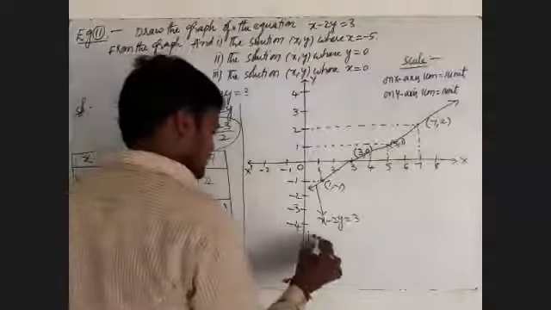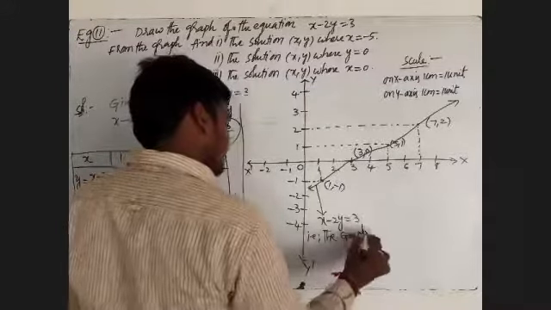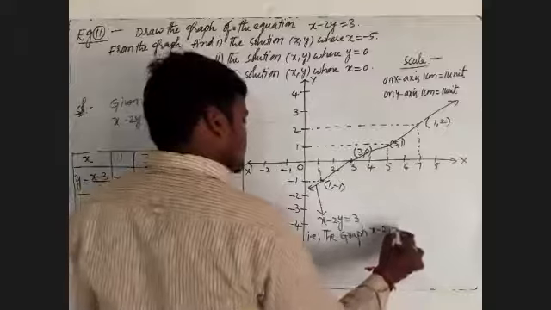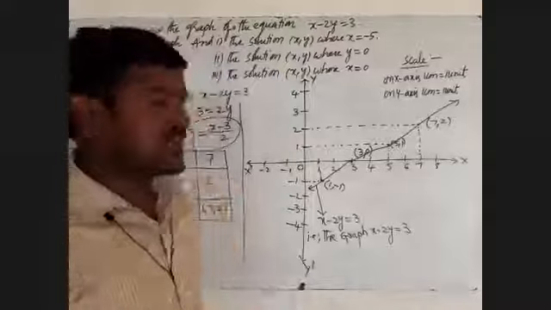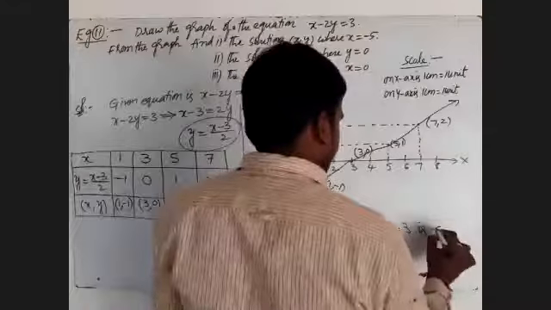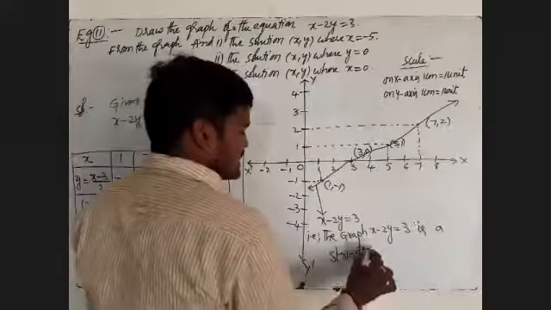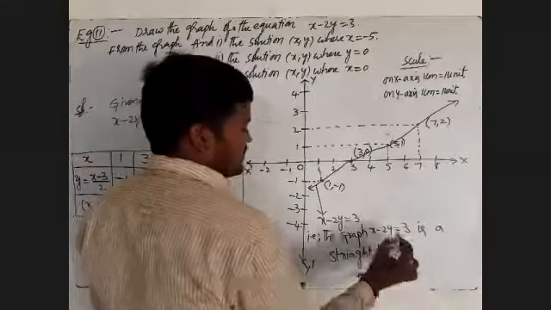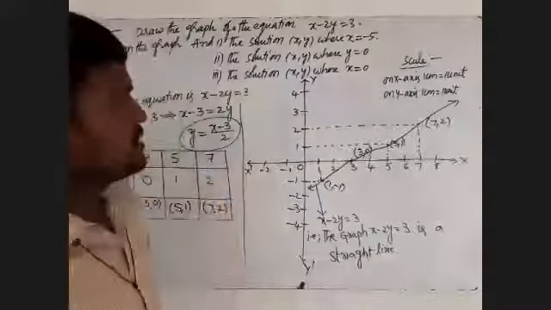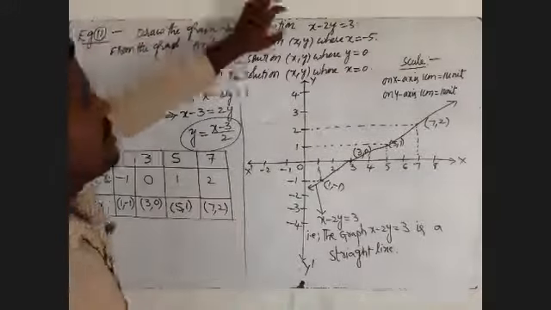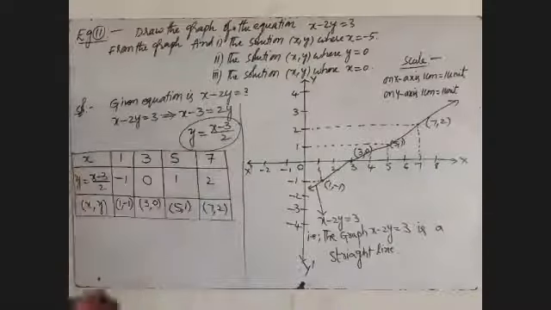That is, I will write the graph x minus 2y is equal to 3. The graph x minus 2y is equal to 3 is a straight line. First I will explain; the graph of the equation will be completed after I explain 3 problems. Okay, first we'll write this one.